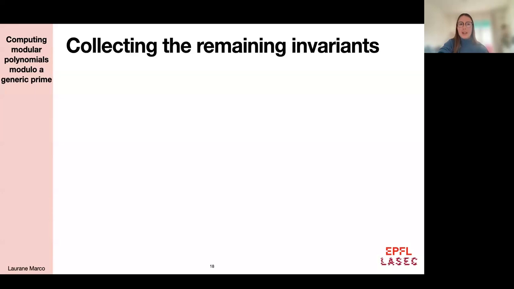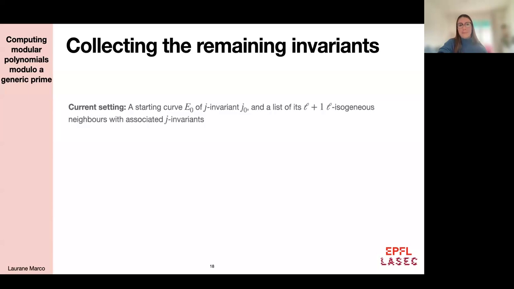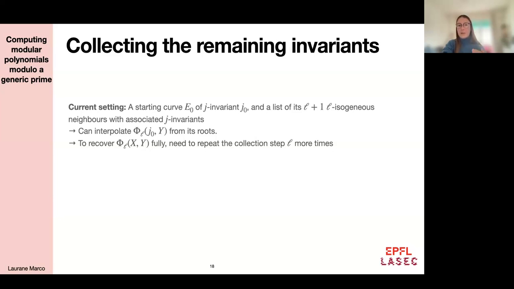All right. So now we've collected the first set of J invariants. We have the starting curve E0 of J invariant J0. We've computed all of its L isogenous neighbors and their associated J invariants. Then you can interpolate phi L J0 Y from its roots. But if you want to compute phi L of x y fully, you need to repeat this collection step more times to be able to interpolate the full modular polynomial mod p every time.